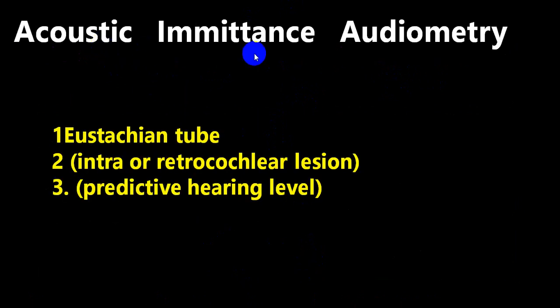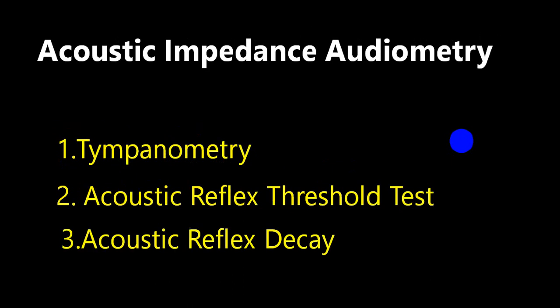Then you can do acoustic emittance audiometry. I am not aware of all these detailed procedures. This is just mentioned in passing in this particular lecture. So this is one method of examining by a sophisticated instrument, which we call acoustic emittance audiometry. Then there is acoustic impedance audiometry, where we do tympanometry, acoustic reflex threshold test and acoustic reflex decay etc. If you are interested, you can go through YouTube etc.